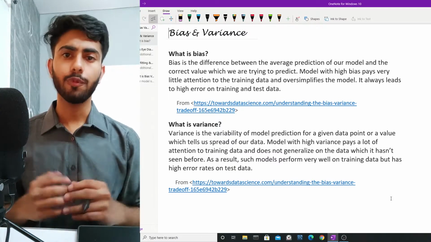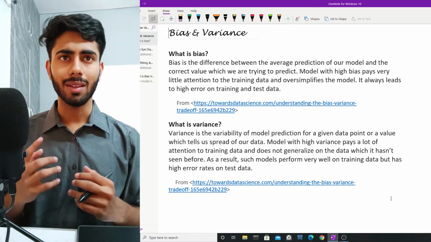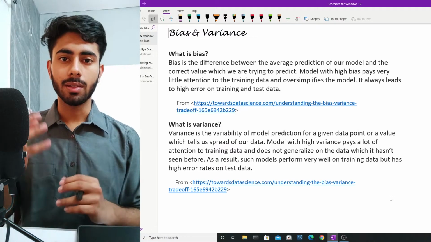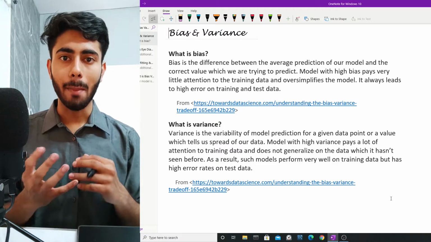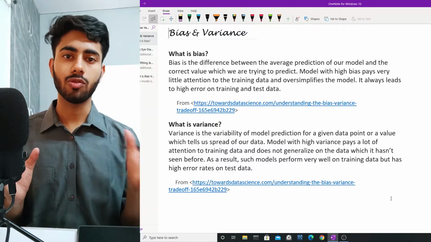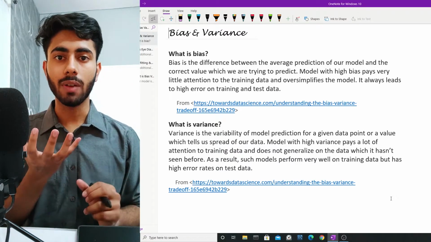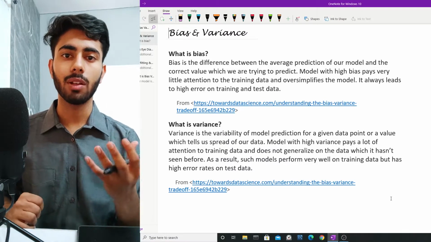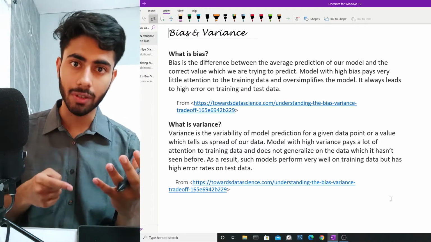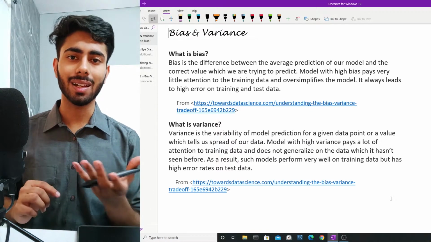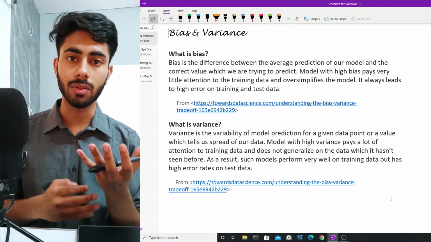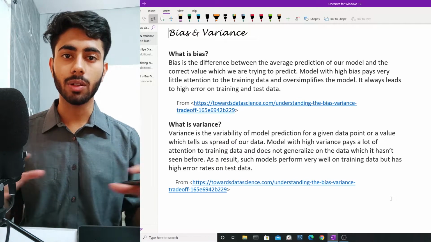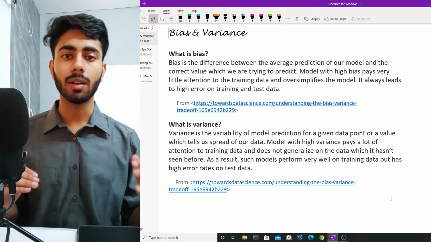Let's get started. The first question that might be popping in your mind is: what is bias? Bias is the distance, or we can say the gap, between the predicted value and the actual value. Predicted values are those values which our ML model has generated as the output, and the actual values are those values that should have been generated by the model, or I can say the correct values, the correct outputs. Bias represents the gap or difference between the actual and predicted values.